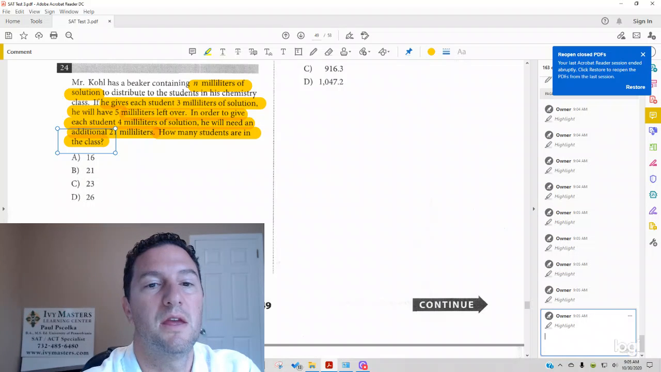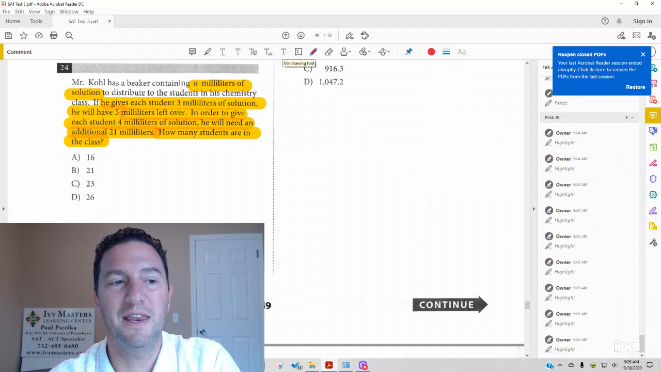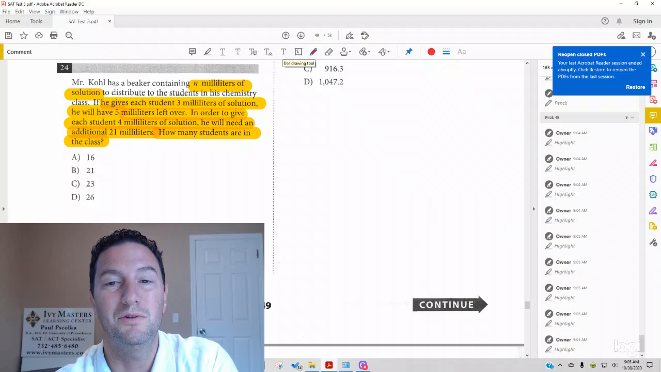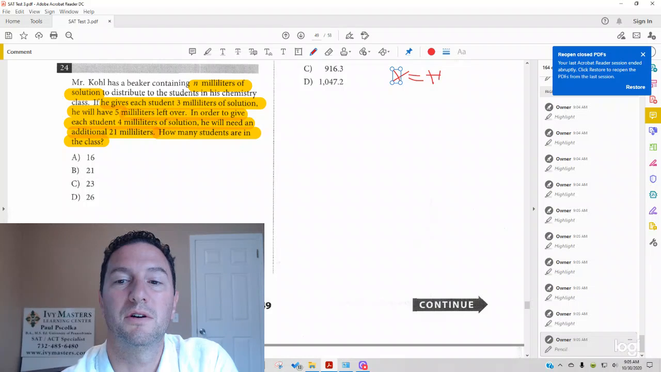Okay, so one thing is, it's kind of funny here. They give you that n equals milliliters of solution. The question's not asking how many milliliters of solution you have. It's asking how many students are in the class. So let's say x is the number of students. And then what we could do is just make a quick equation.